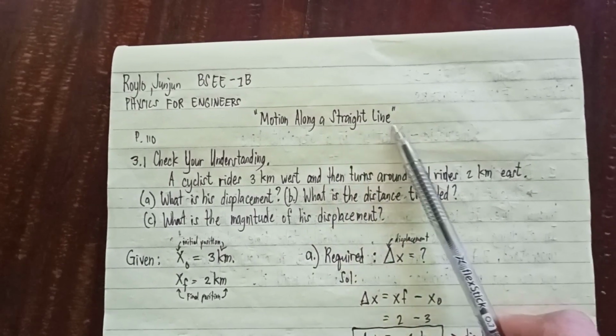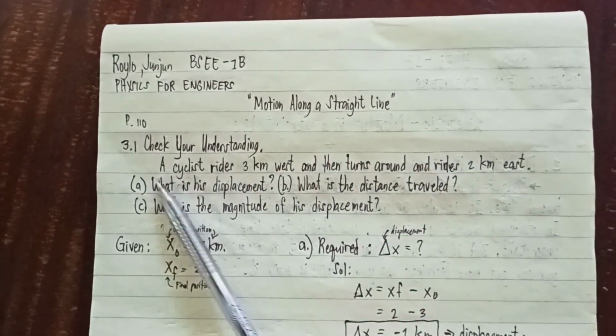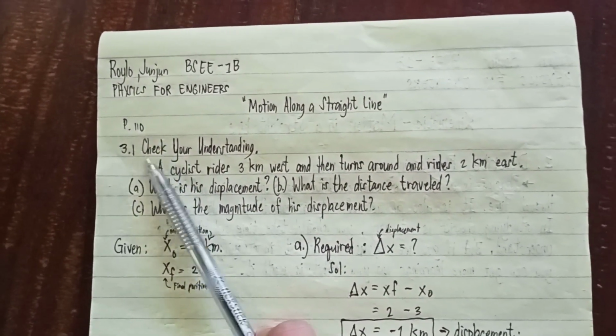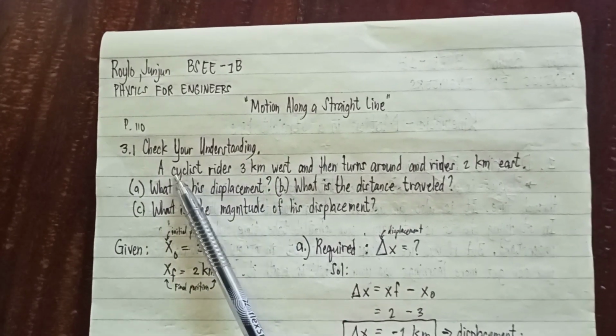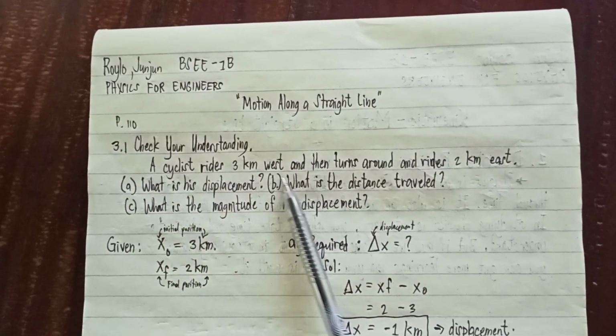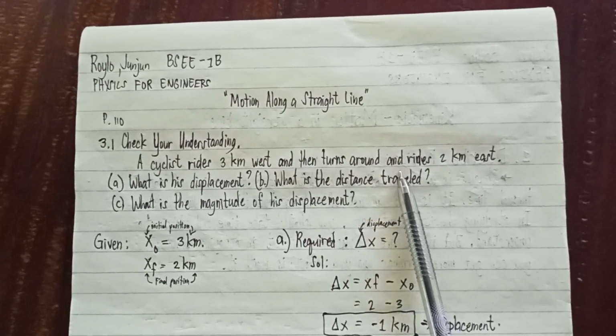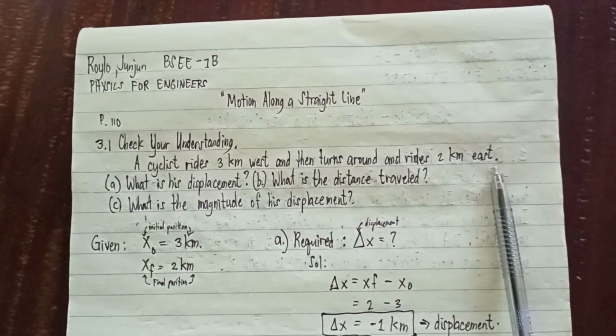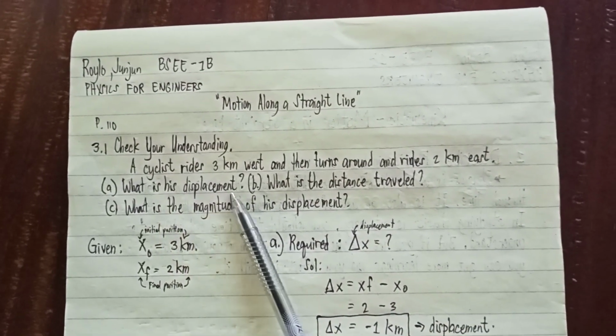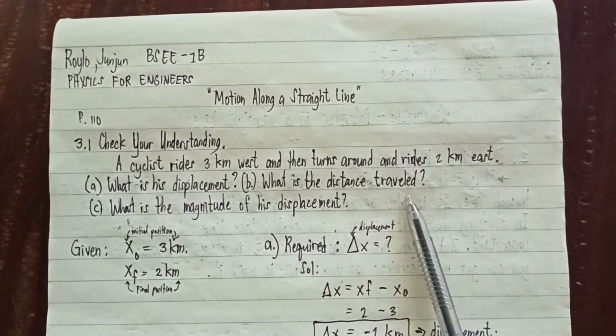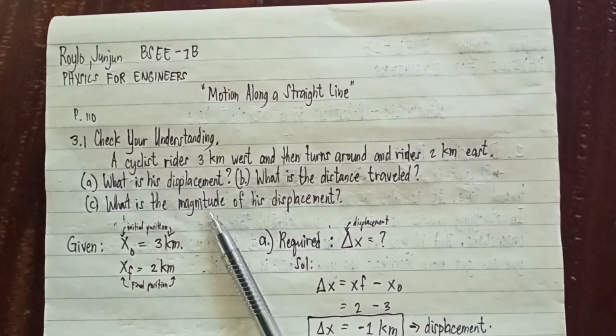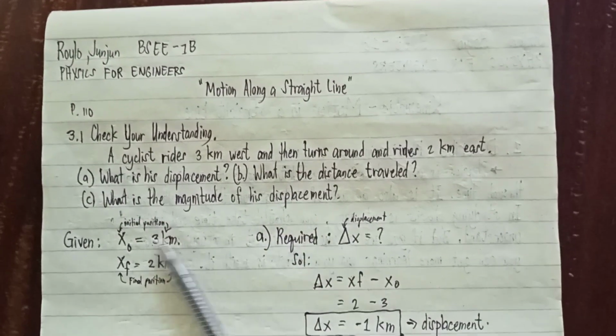Motion along a straight line. From page 110, 3.1, check your understanding. A cyclist rides 3 km west and then turns around and rides 2 km east. What is his displacement? What is the distance traveled? What is the magnitude of his displacement?